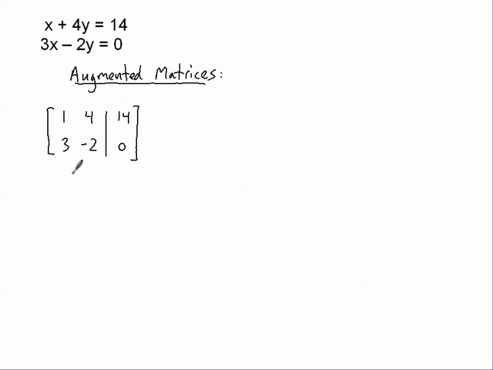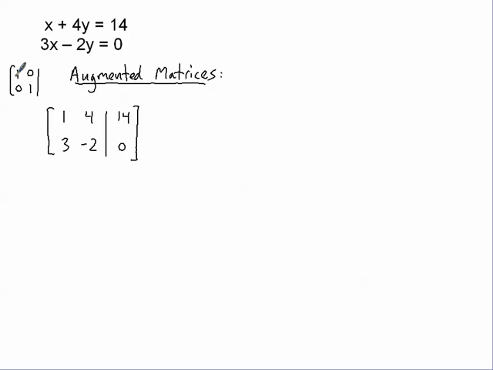Now remember my goal. My goal is to get the 4 numbers here, this 2 by 2 part of this augmented matrix, to become the identity matrix. And that is, let me get my eraser. That is not an eraser. There we go. And remember, that is 1, 0, 0, 1. That's ultimately what we need to get it to.